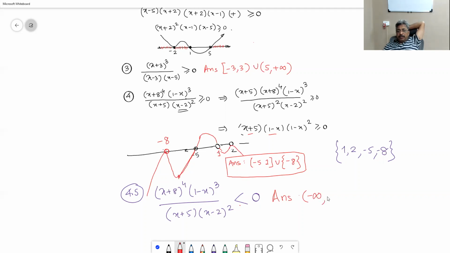And therefore the solution set is minus infinity to minus 8 open, union minus 8 comma minus 5 open, union open 1 to 2, union 2 to plus infinity. Okay. Any argument on this?